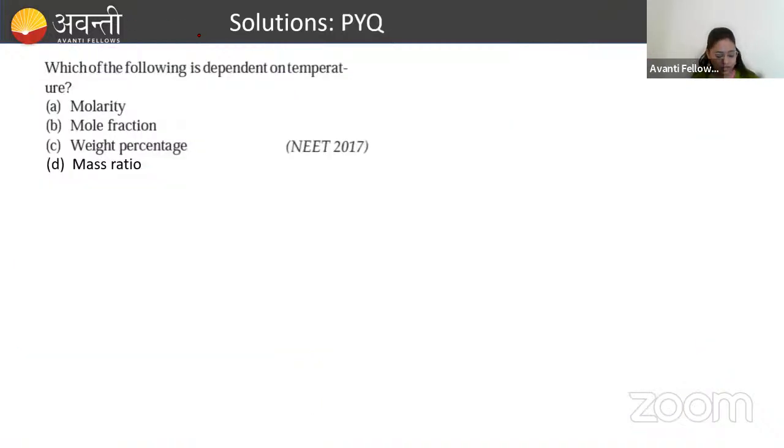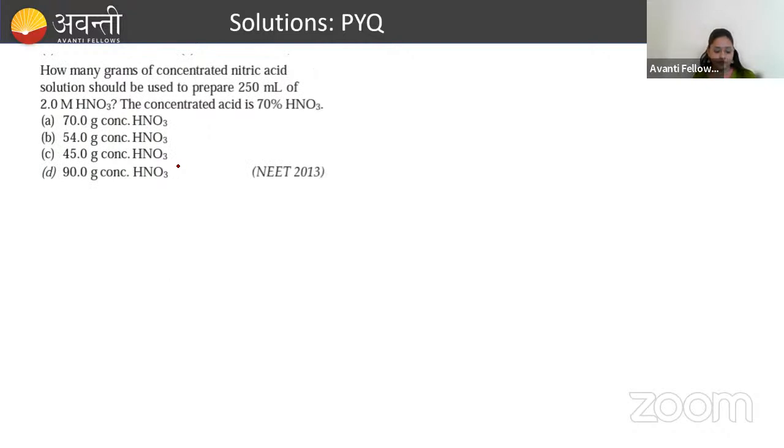Now let's solve some PYQs on this chapter. First of all, which of the following is dependent upon temperature? Just now we talked about how molarity is dependent on temperature. The other three are independent of temperature. So our answer will be option A.